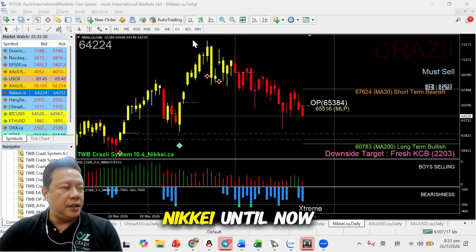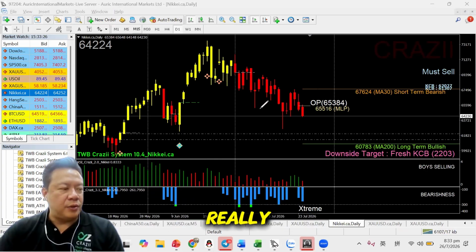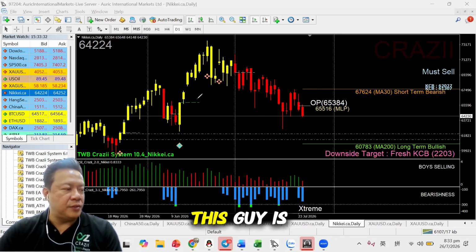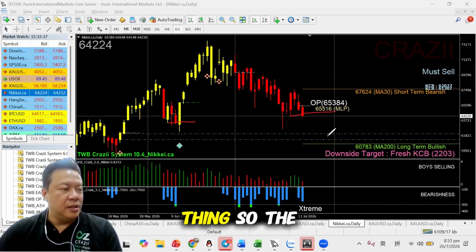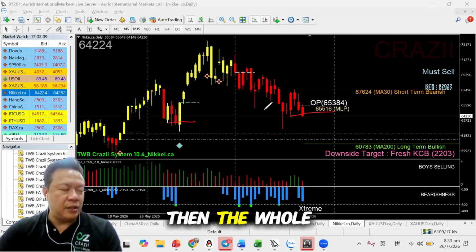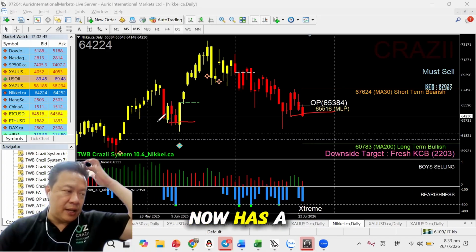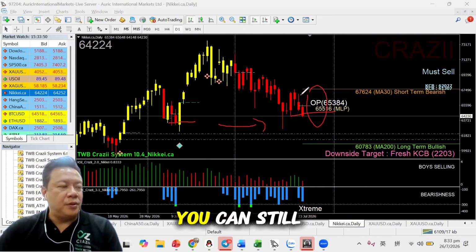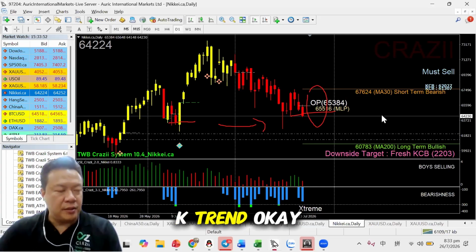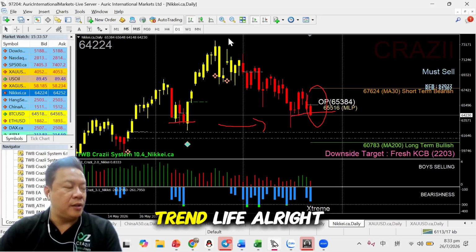Okay. On the Nikkei, until now there isn't any yellow candle. That means there's not really a K trend here. If you look carefully, the closing of this candle is here, and our closing at the moment is the same. So if the market goes down now, the whole thing will change. But if the market has a higher close, the moment the Nikkei turns yellow, we can still buy towards the K trend. All right, so that is how we do our K trend live.